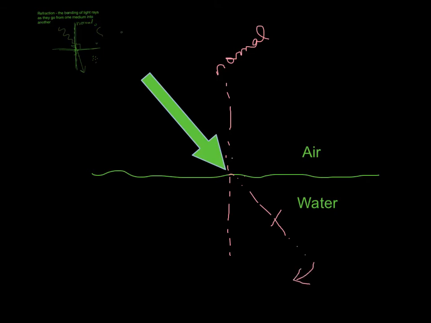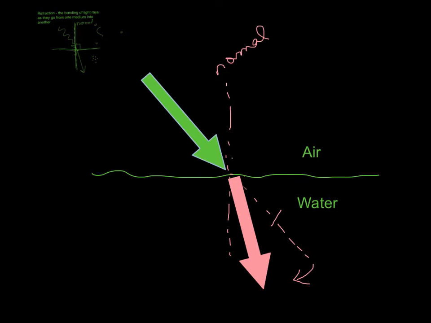And so our bent ray is going to look like this. And it's going to be bent towards the normal. See, that's towards the normal. Here's our normal here, and it got closer to the normal. So we always measure our angles from the normal.